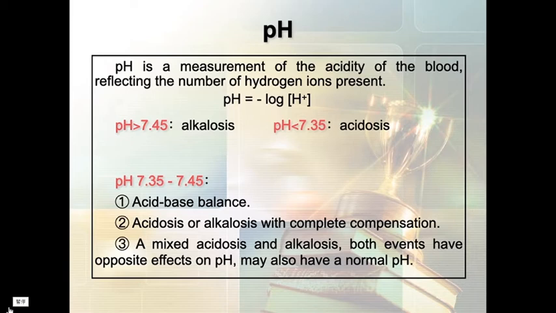Acidosis or alkalosis with complete compensation. We know from the example I've just shown you, with four of the simple acid-base imbalances within the same picture, the respiratory compensation to the metabolic acidosis and the renal compensation to the respiratory caused acidosis, right?